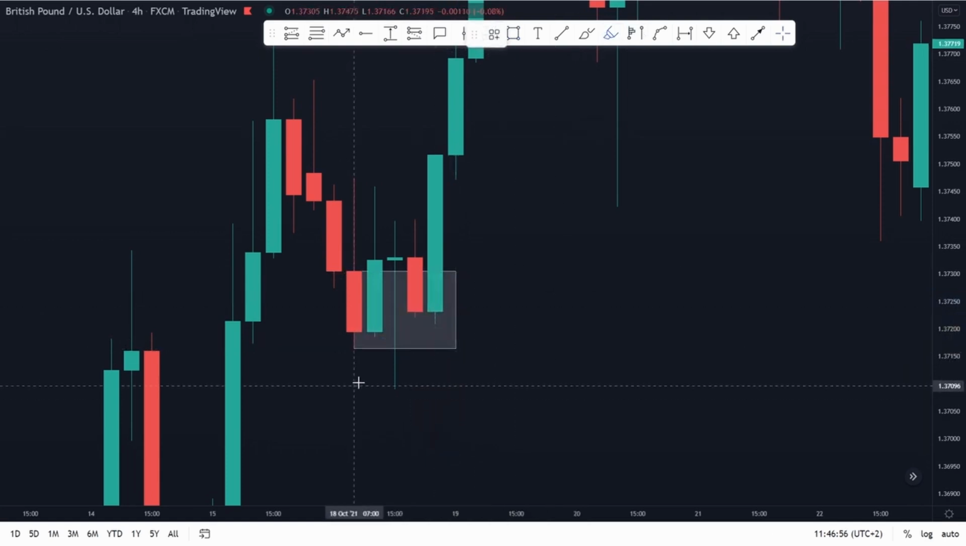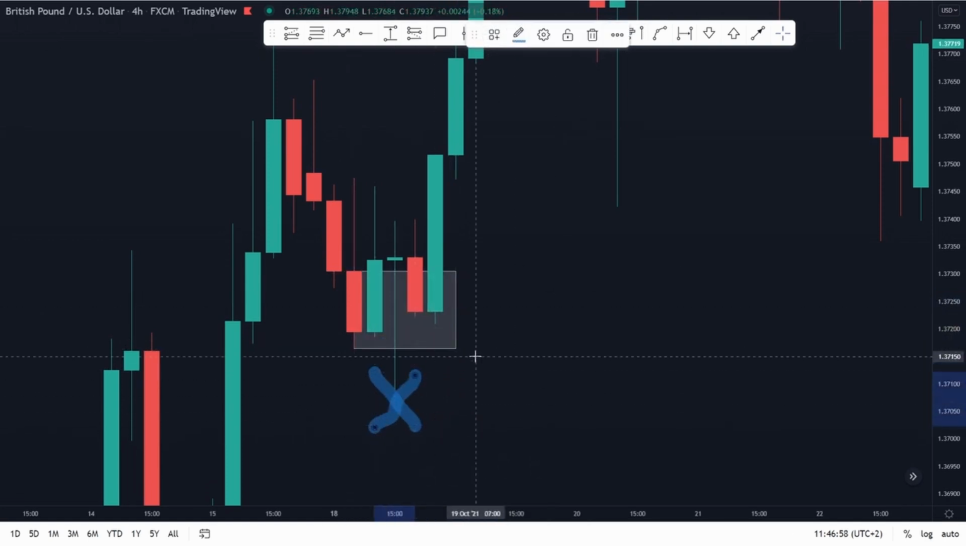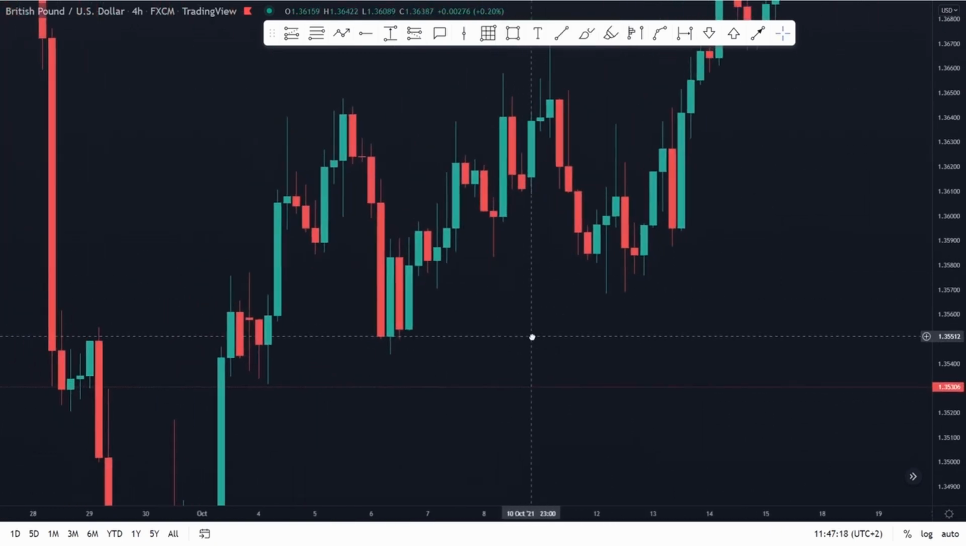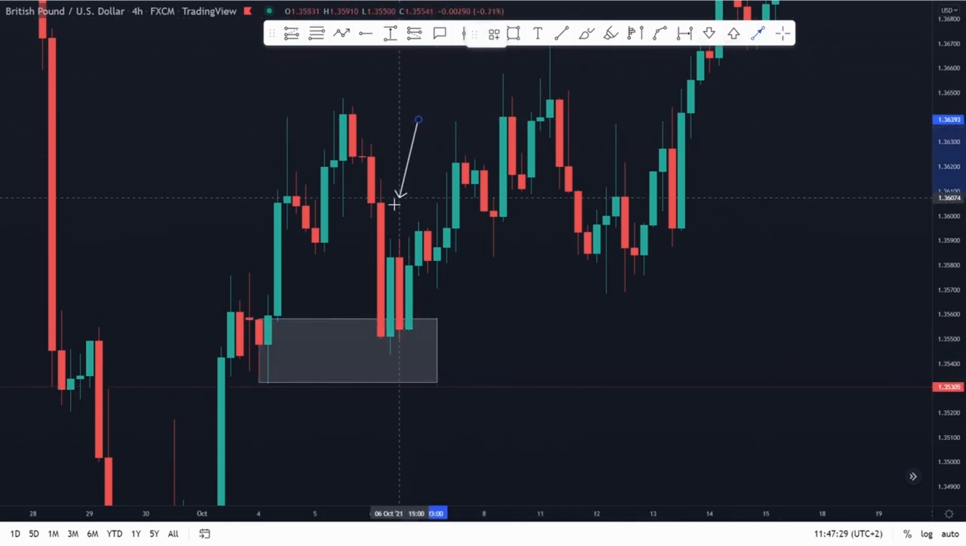Why? Because we can see that our zone has been invalidated through this candle's wick, so avoid such. Another example, you can see we have our zone over here, followed by a bullish candle close.